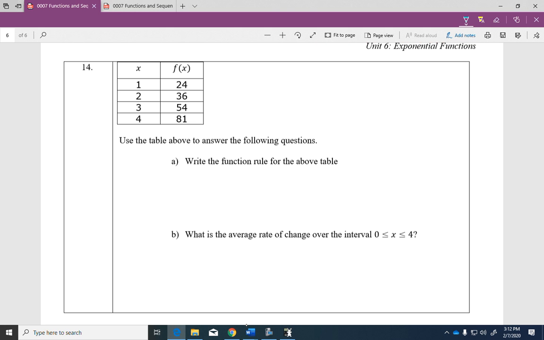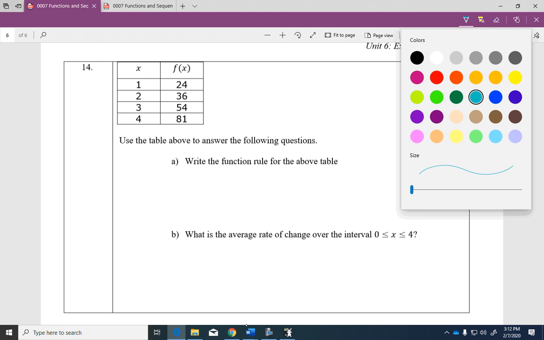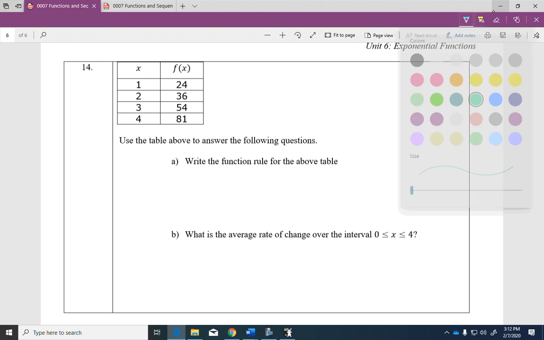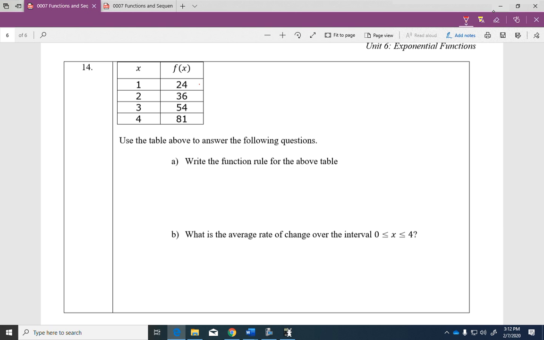So it says here to use the table above to answer the following questions. Write the function rule for the table above. So we have to first decide what kind of function it is. It's definitely increasing. When things are increasing, they could be linear or they could be exponential. Can you tell if it's growing really fast or not? Something you can look at is, is there a common difference? Is there a number that we add on to get from one to the next to the next?